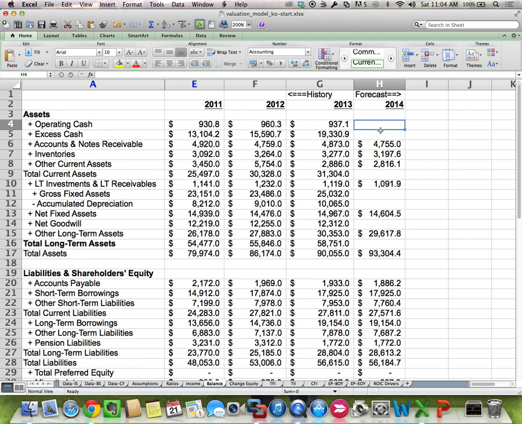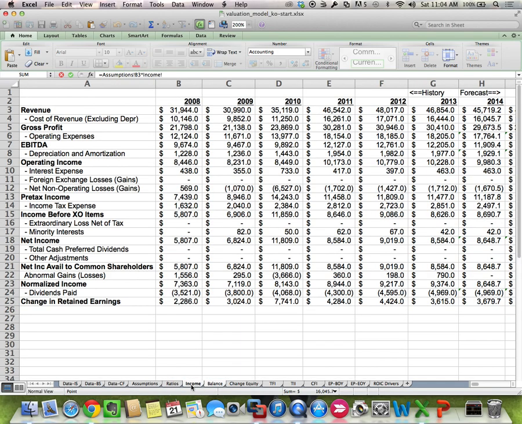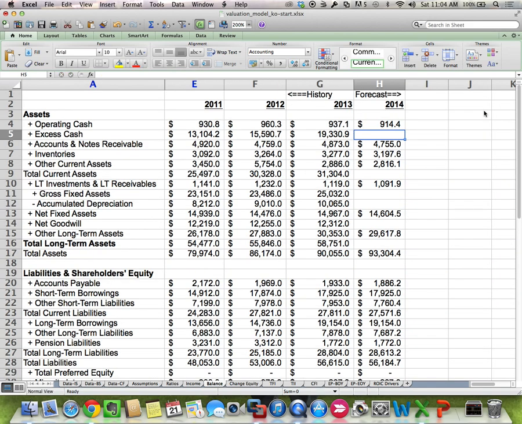And for operating cash, what I'm going to do is say equals, from my assumptions tab, operating cash as a percentage of revenue, times 2014 revenue. That's my operating cash balance.